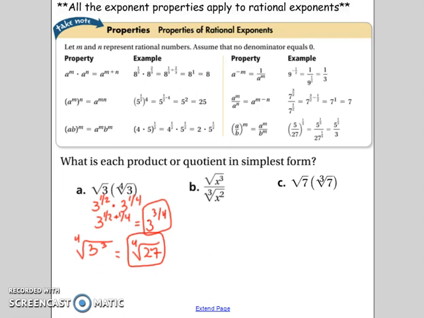So first we're just going to rewrite the top as x to the 3/2. And we're going to rewrite the bottom as x to the 2/3. Since the bases are the same, they're both x, we're going to subtract. So x to the 3/2 minus 2/3. When we subtract, we need to have common denominators. So this is going to be like x to the 9/6 minus 4/6. So we'll get x to the 5/6.